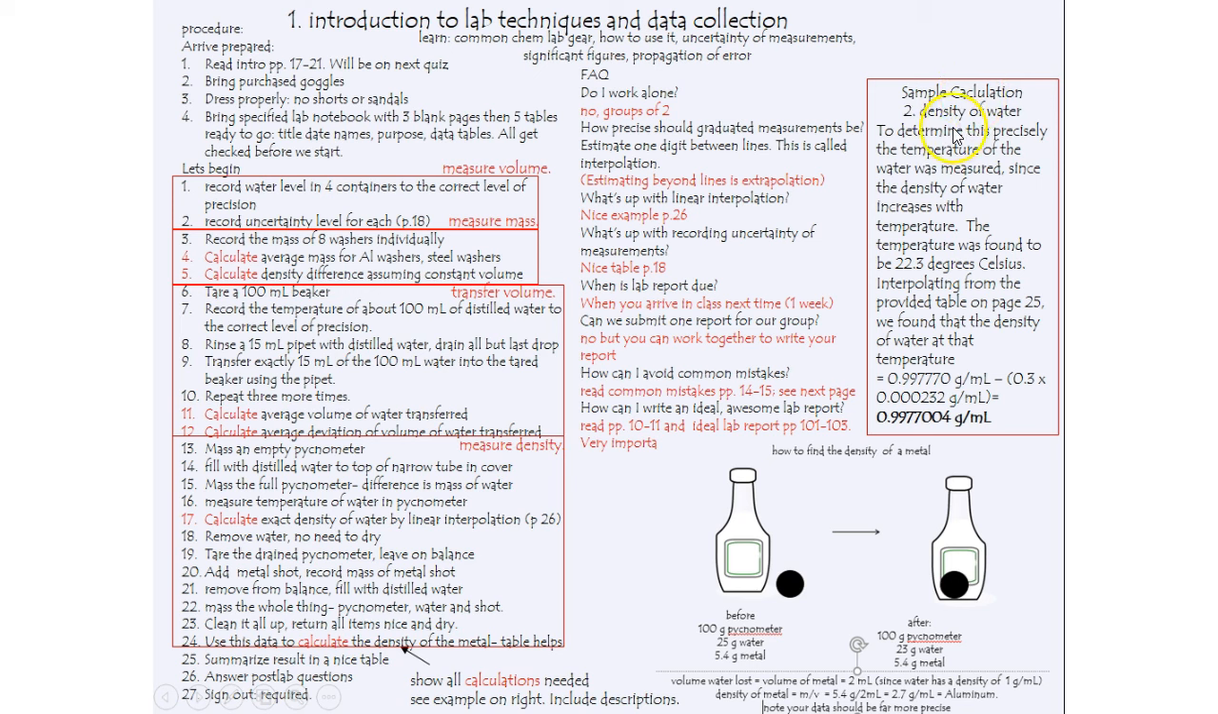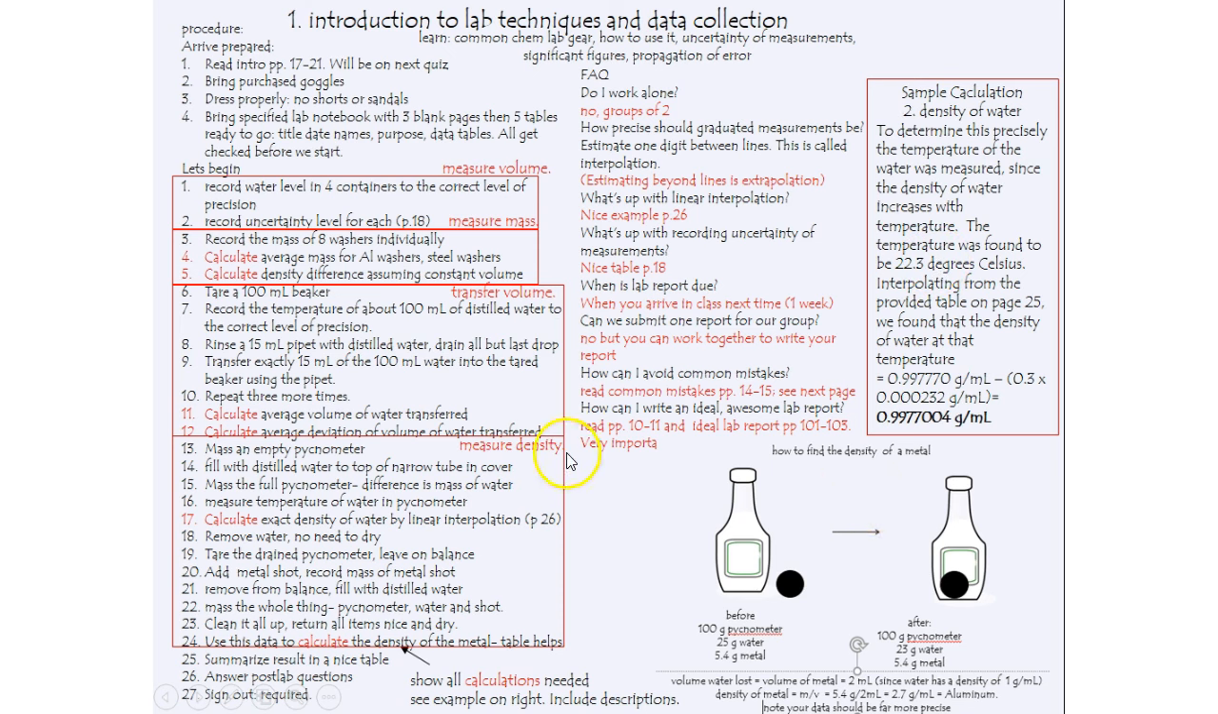Okay, here's a sample calculation. Suppose we're determining the density of water. Notice how a description is provided to make it clear as to what's going on. To determine this precisely, the temperature of the water was measured, since the density of water will change with temperature. The temperature was found to be 22.3 degrees Celsius. We used the table on page 25 to interpolate this, and we find that the final density is 0.9977004 grams per mL. That is a lot of significant figures. This is the actual calculation. This is the description of the calculation. That's what we're looking for.